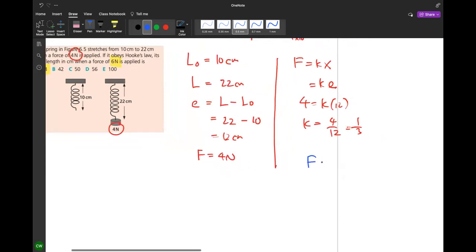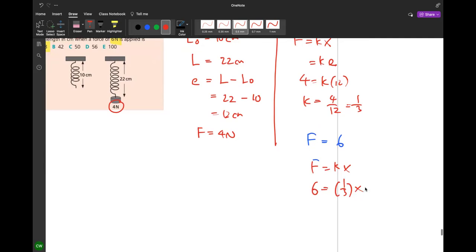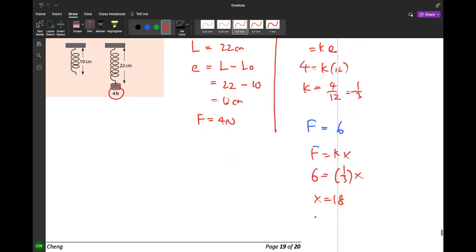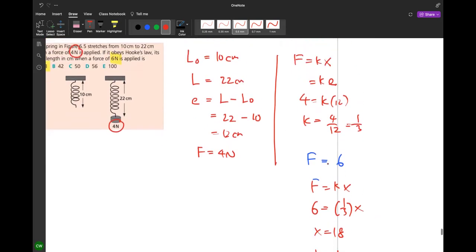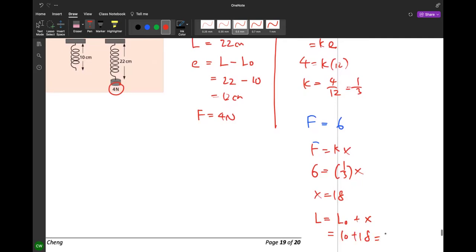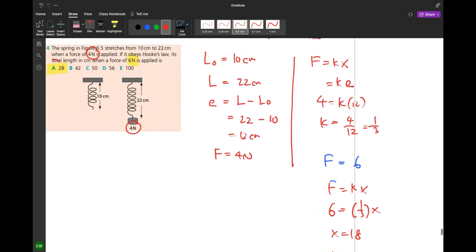6. When F is 6, that means F is Ks again, right? Now F is kx. If it's 6, this is 1/3. Then S again. So what should be the S? S become 18, correct? So if S is 18, then what is the length now? The length is the original length plus extension. What is original length? Original length is 10. So what is 10 plus 18? 28. So answer is A.